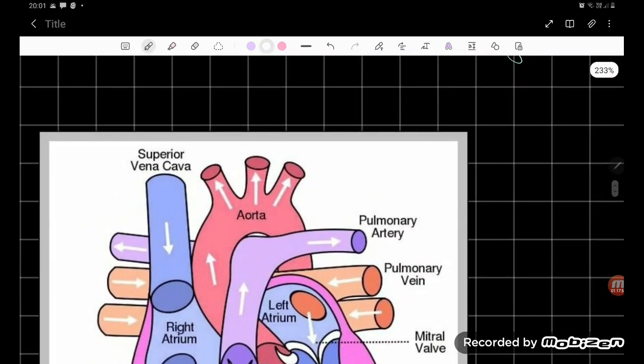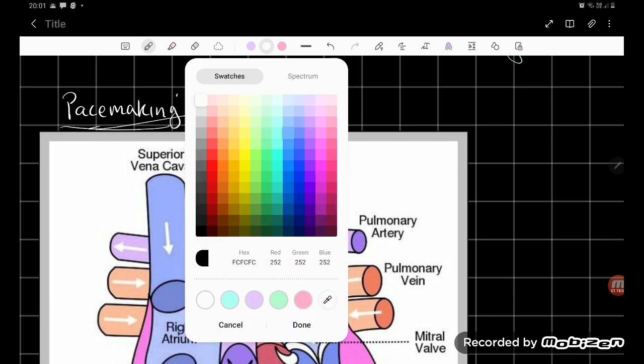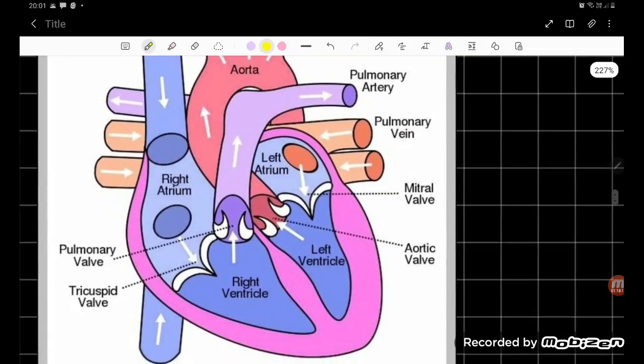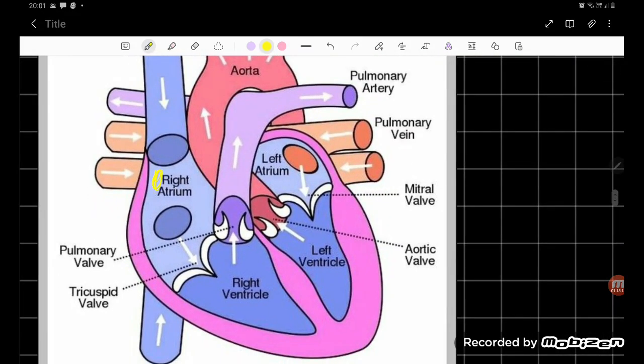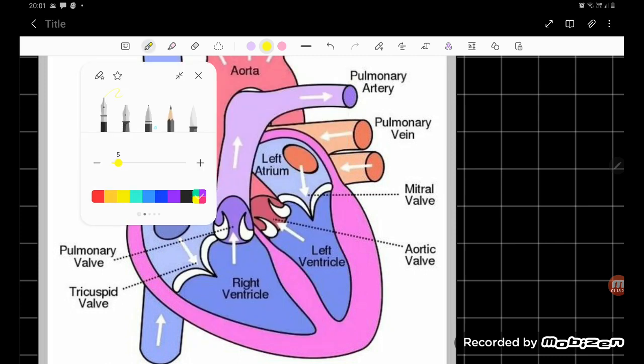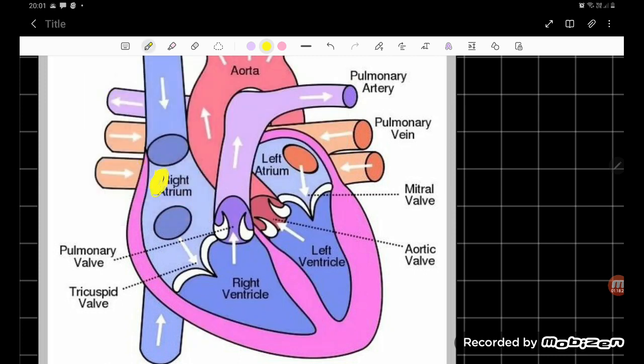Let's talk about this part, which is pacemaking. So when your heart is pumping, there is something that is shocking it, to provide it. Don't get scared. It starts off with this. There's a part called the sinoatrial node, and it is connected in all parts of the right atrium.